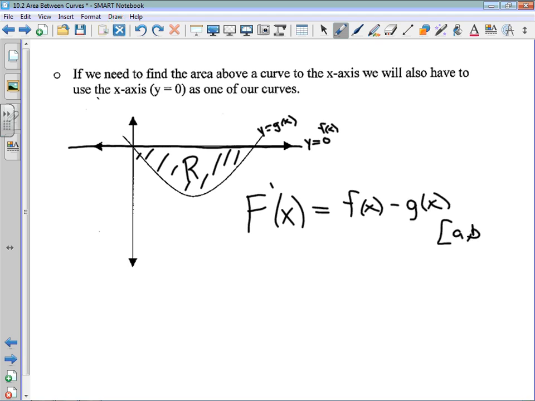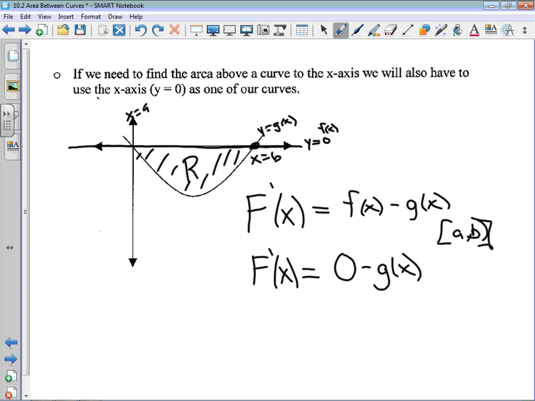This would be x equals a. And then right here would be x equals b. That should be a square bracket. But we know what f of x is. Because we're using the x-axis as f of x, I would say capital F prime of x is going to be 0 minus g of x. And basically what this does is it takes the signed area that calculus would give us and multiplies it by negative 1. And that's an important consideration, that if we're modeling a real life situation in the Cartesian plane, that negative area on our graph could very well correspond with the amount of garden I'm planting in a parabolic planter, or something along those lines.